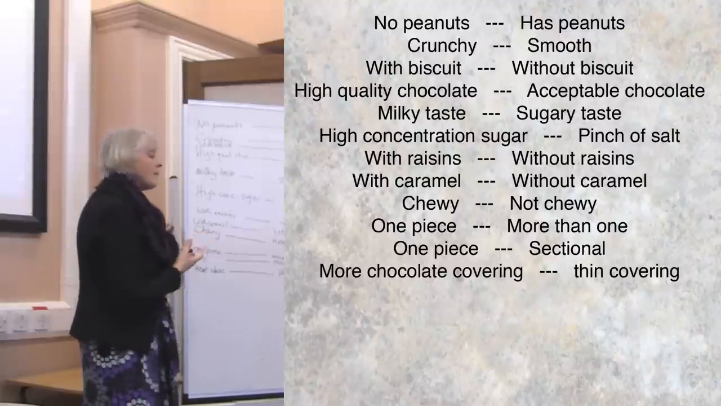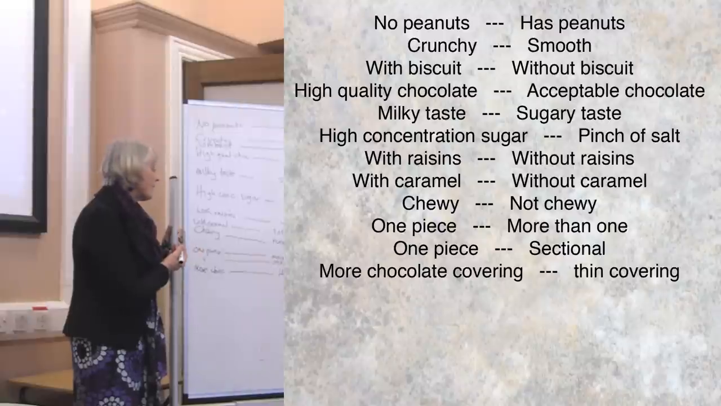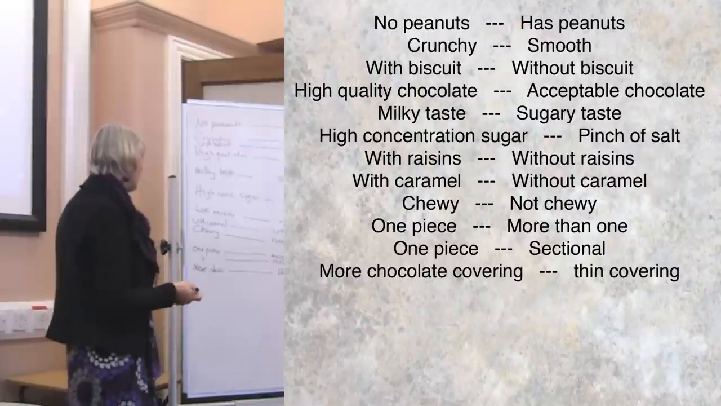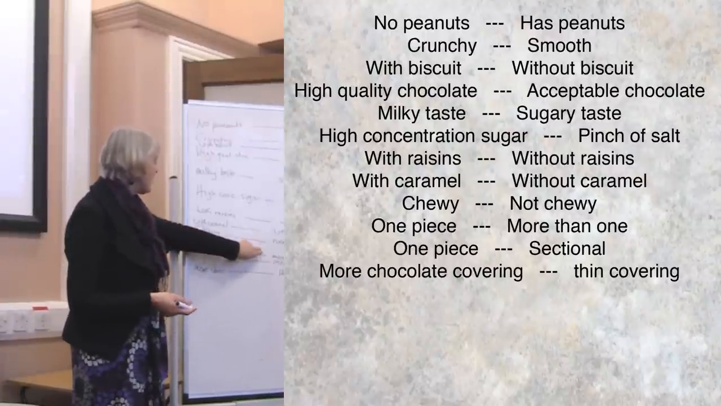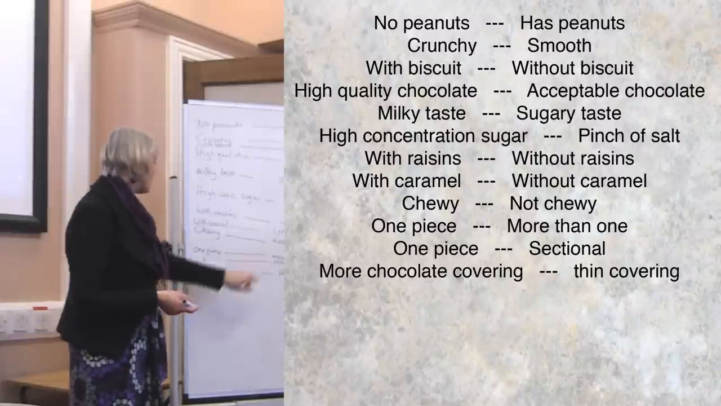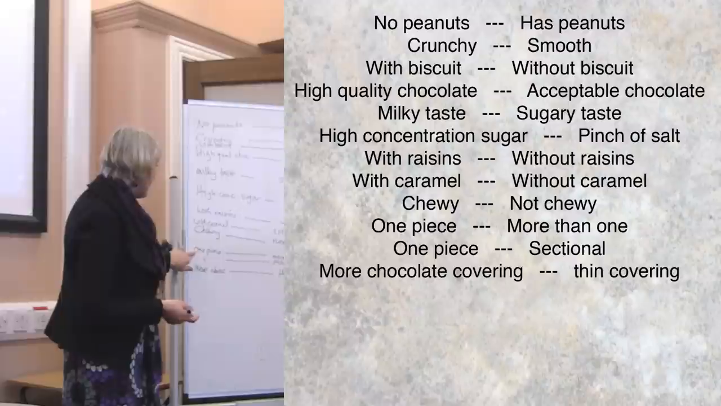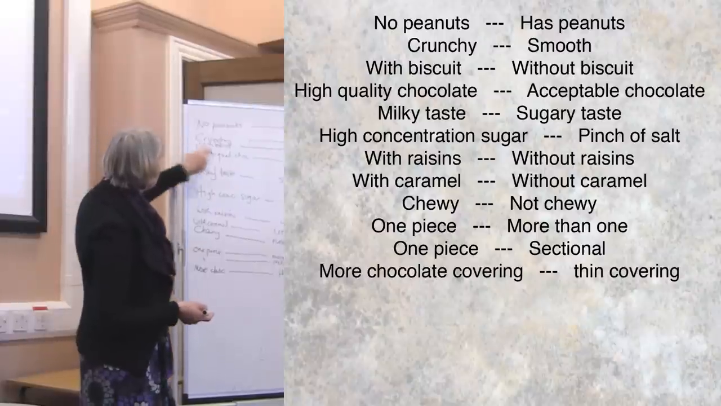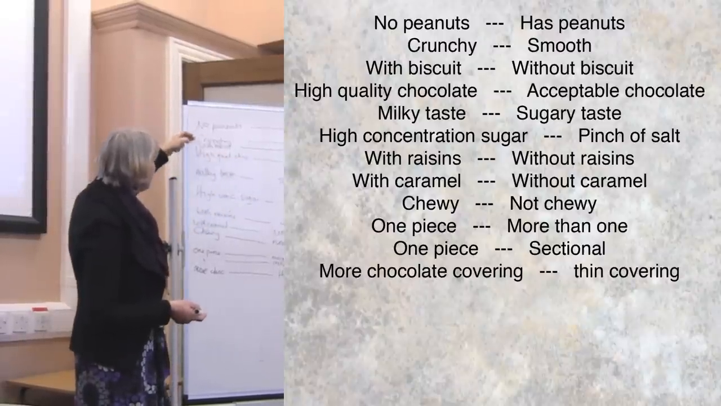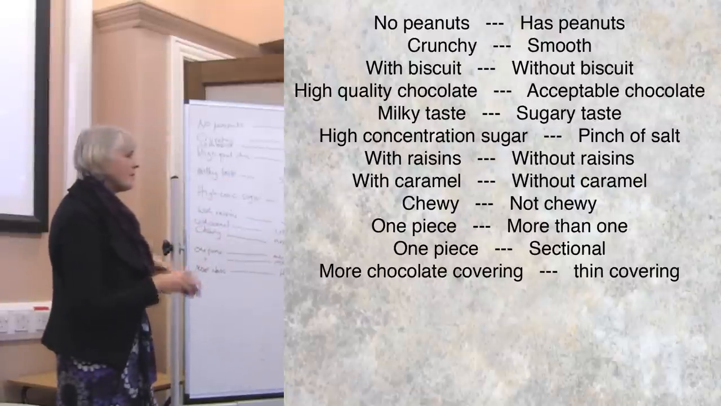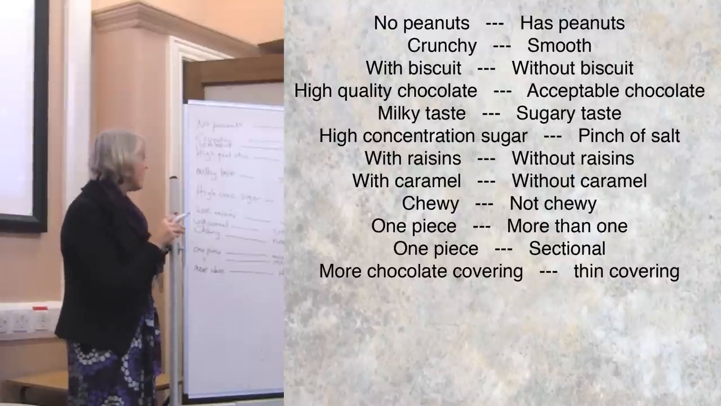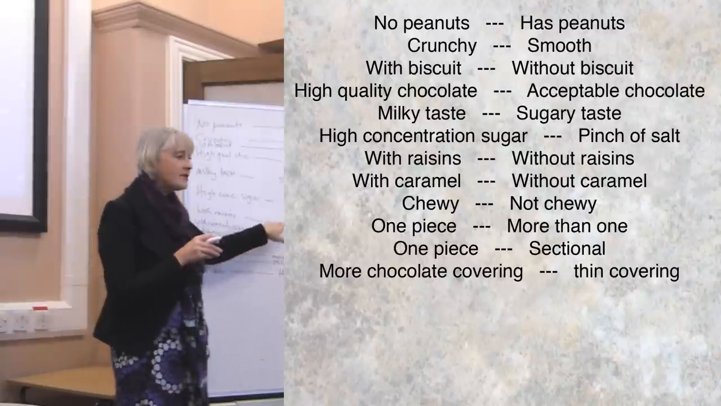The idea here is that if you were a market researcher doing this piece of research, you'd be trying to do some sort of content analysis of these constructs to come up with a short list that would be meaningful to everybody. So we could say chewy versus non-chewy perhaps incorporates with caramel, without caramel. And perhaps one piece and more than one piece includes one piece versus sectioned. And perhaps with biscuit and without biscuit is incorporated in crunchy versus smooth.